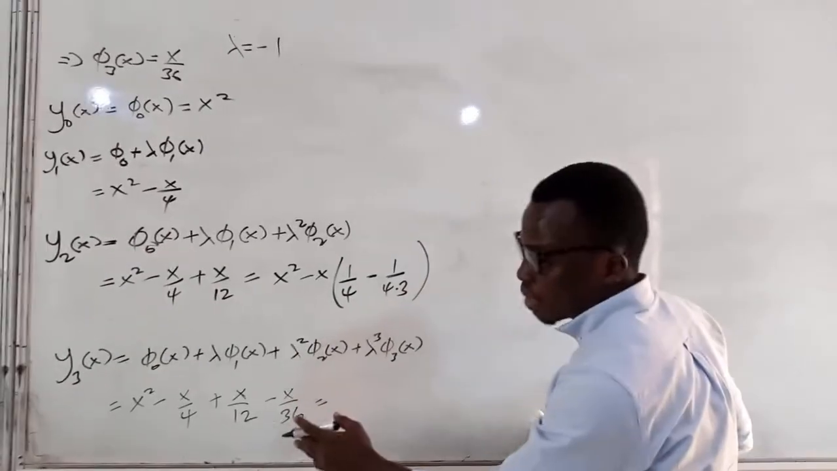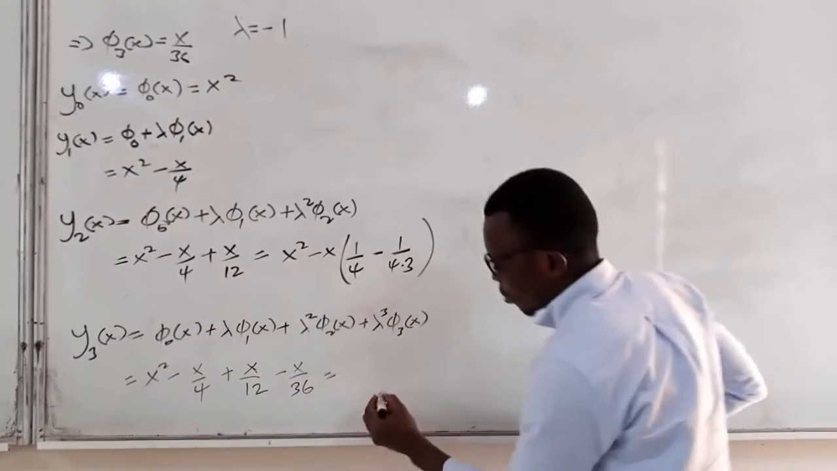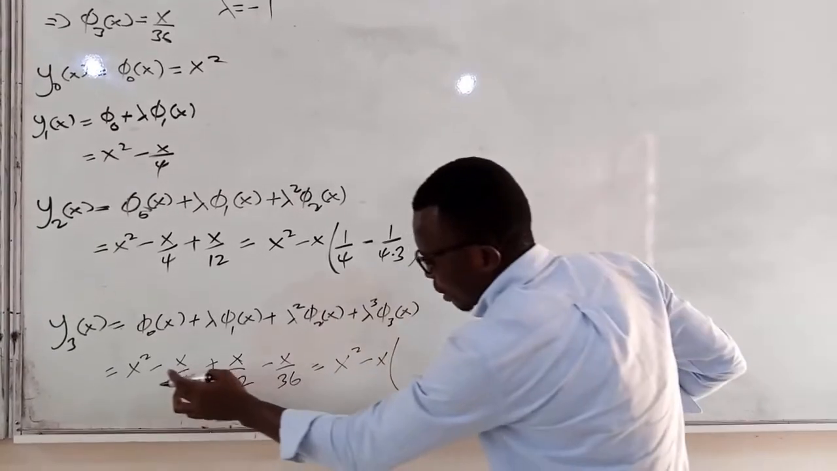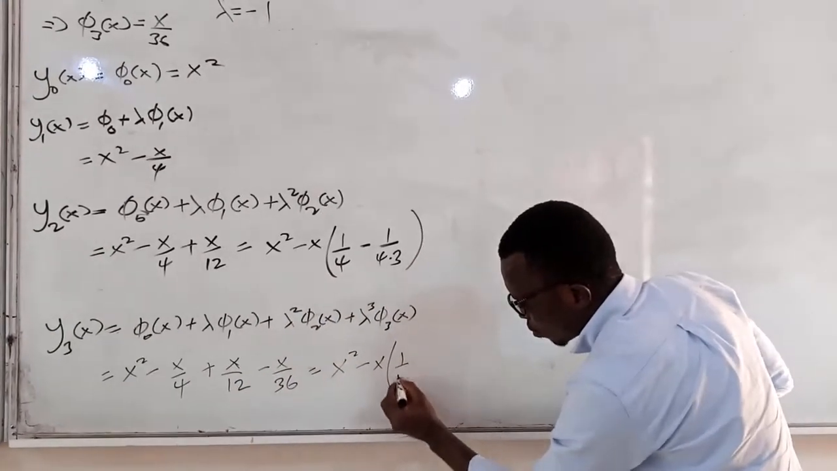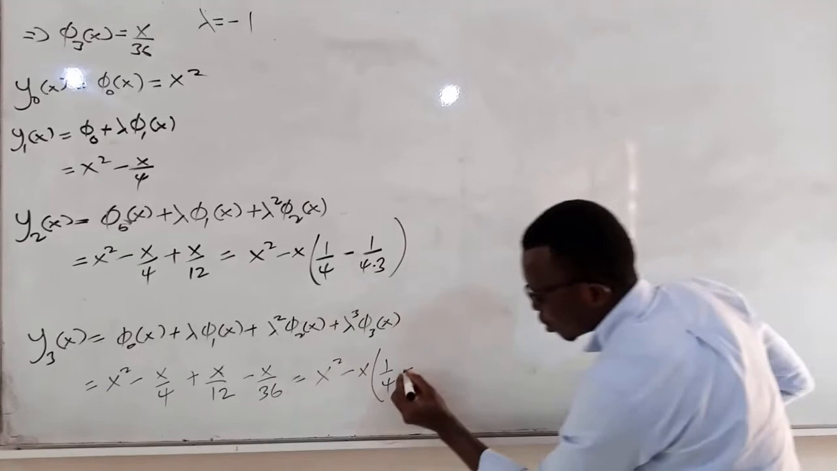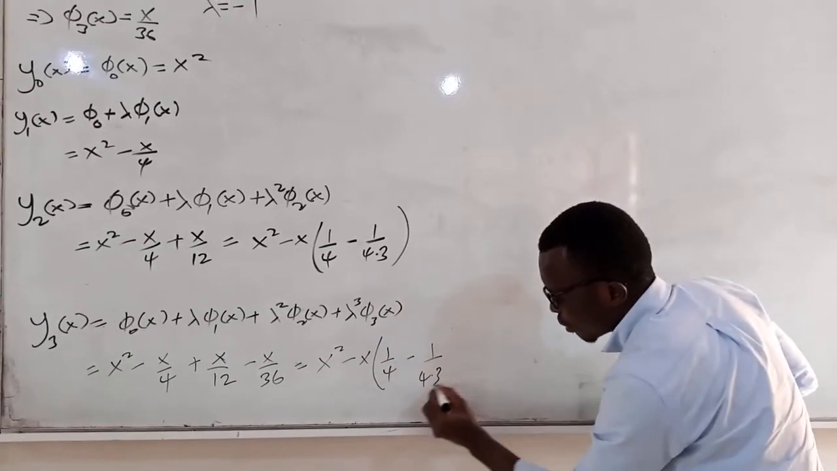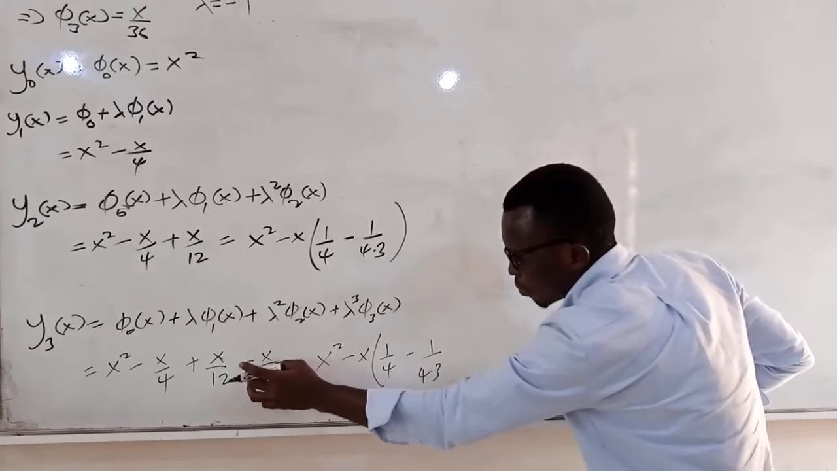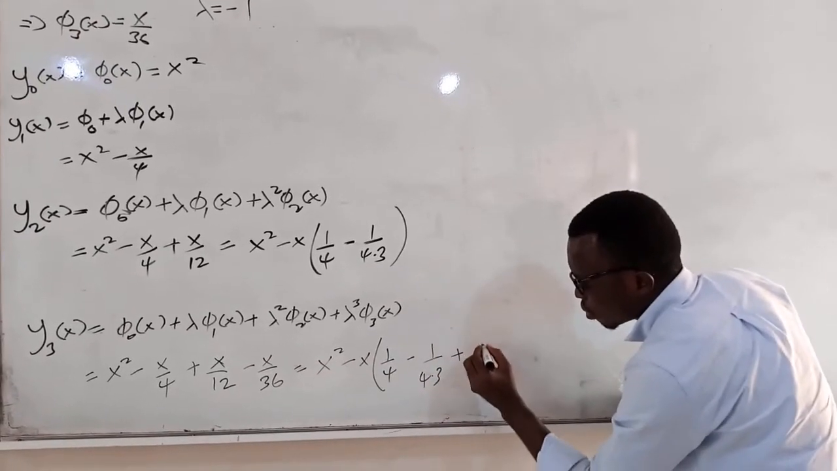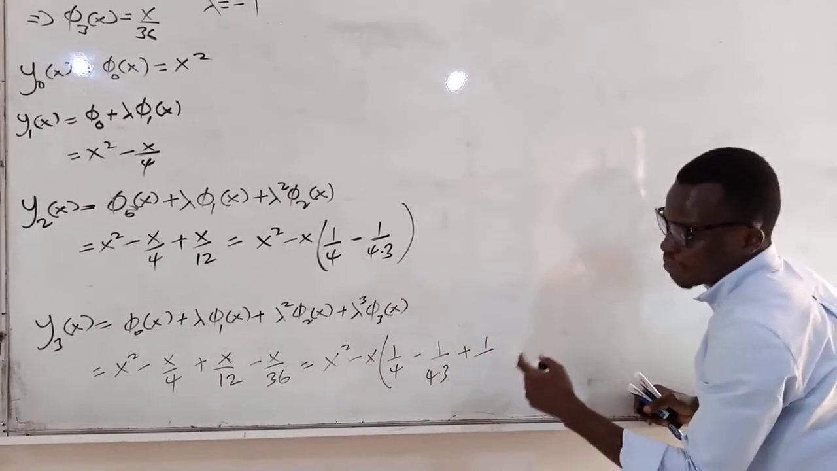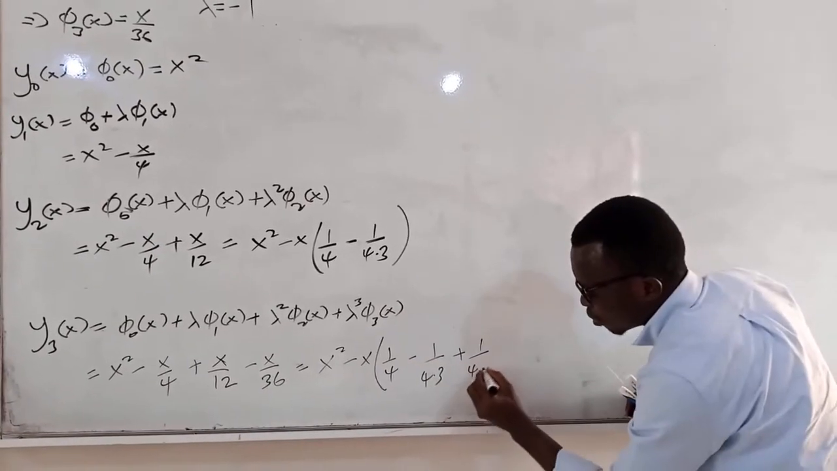This can be written as s squared minus s into bracket, so here becomes 1 over 4 minus 1 over 12, and 12 is the same as 4 times 3, so 4 times 3. So here is plus 1 over 36. 1 over 36 is the same as 4 times 3 times 3, which is the same as 4 times what?